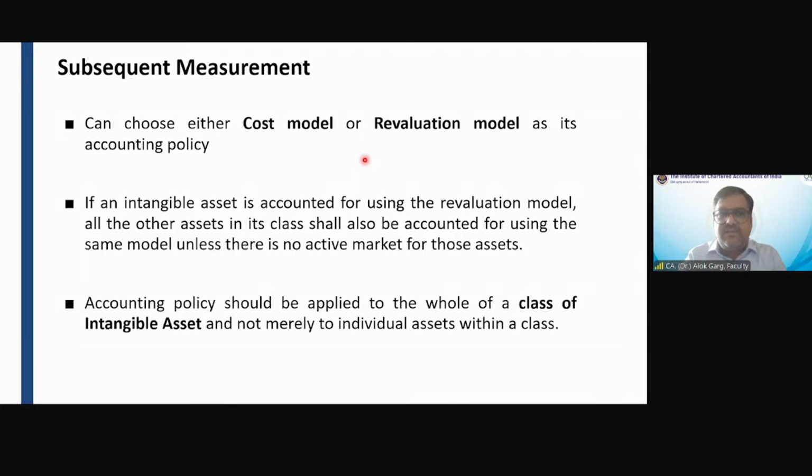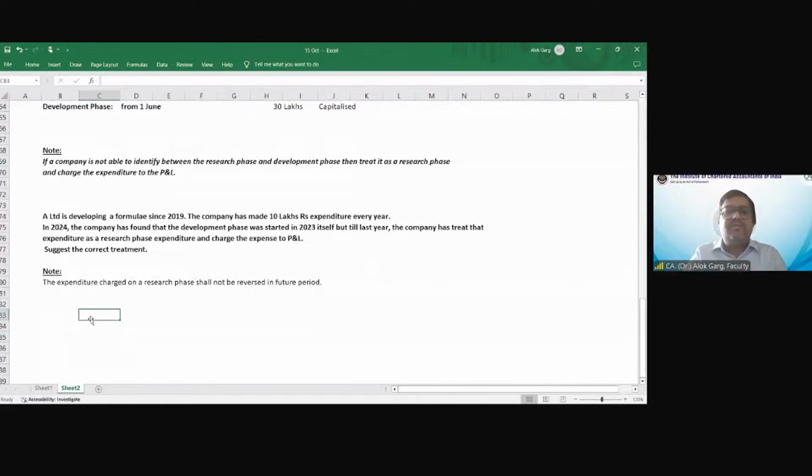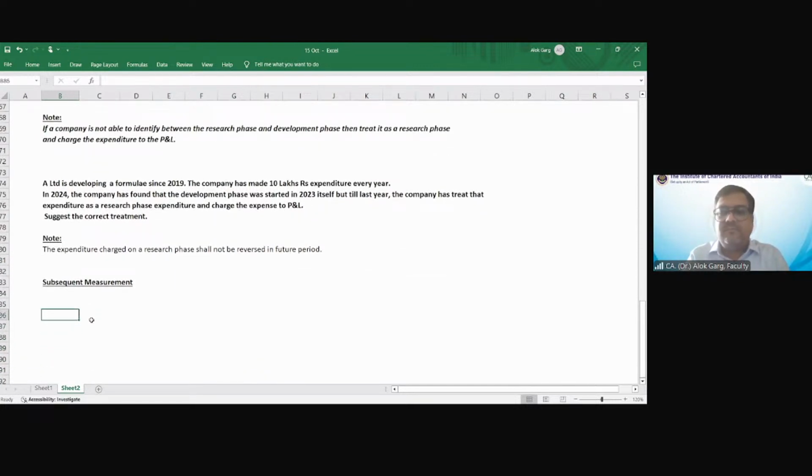So, friends, let me explain. I hope the Excel file is visible. Let's talk about subsequent measurement. Students, are you able to hear my voice properly? Two students are complaining about the voice issue. Ashok ji, is my voice coming properly? Okay, okay, so I'll move to a better network area. Yes, now the problem will not come.